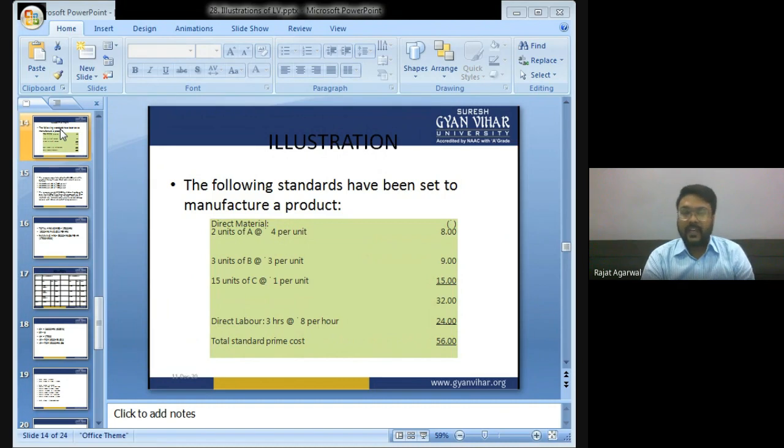The standard rate of material A is 4 per unit, the standard rate of material B is 3 per unit, and the standard rate of material C is 1 per unit. Direct labor: 3 hours at the rate of 8 per hour. It is saying that to manufacture a product we require 3 hours of direct labor, and we are paying laborers at the rate of 8 per hour.